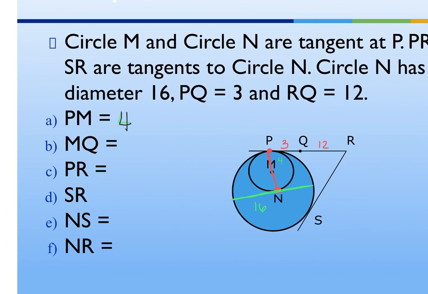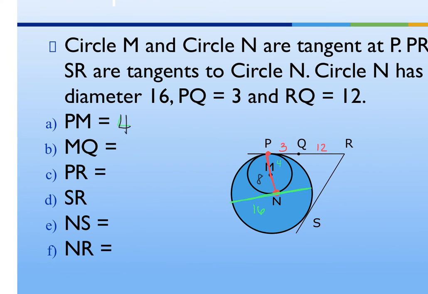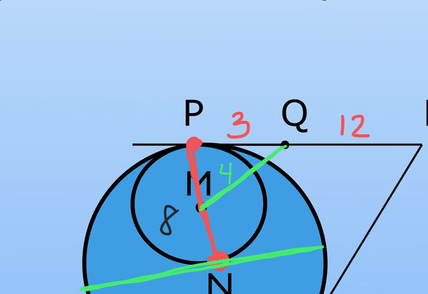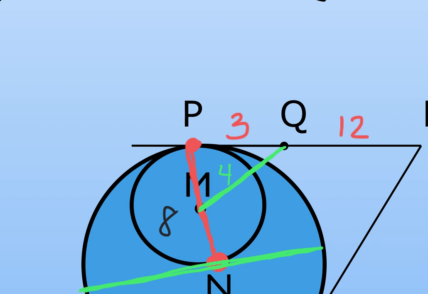Perfect. So PN, which is that full radius of the original, would be half of the diameter, just like Matthew said. So this whole thing is 8, right? And then the radius of circle M is just half of that, so it would be 4, okay? MQ is now this going from here to here. How do we find that? By the way, this 4 belongs to this side. How do we find this?